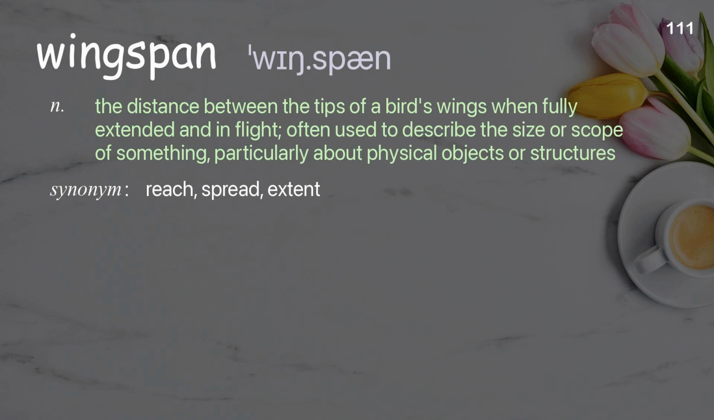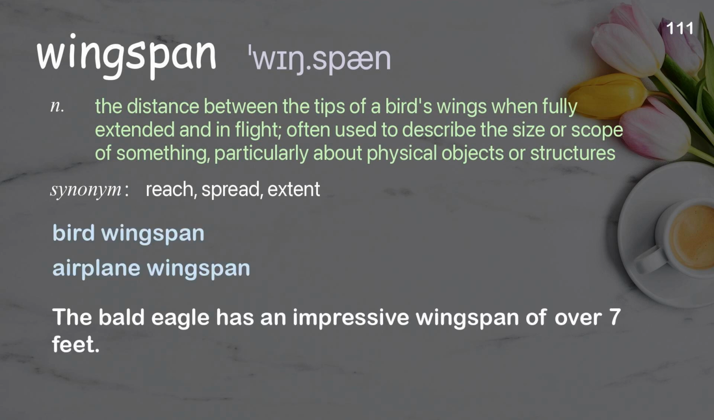Wingspan. The distance between the tips of a bird's wings when fully extended and in flight, often used to describe the size or scope of something, particularly about physical objects or structures. Examples: bird wingspan, airplane wingspan. The bald eagle has an impressive wingspan of over 7 feet.